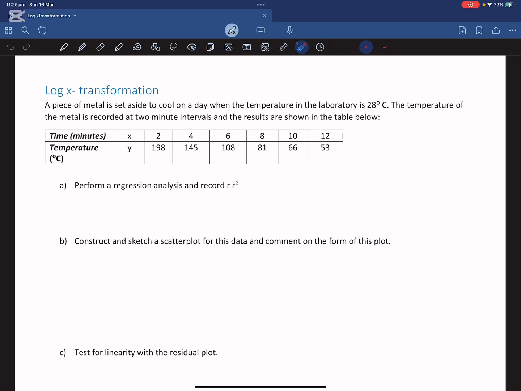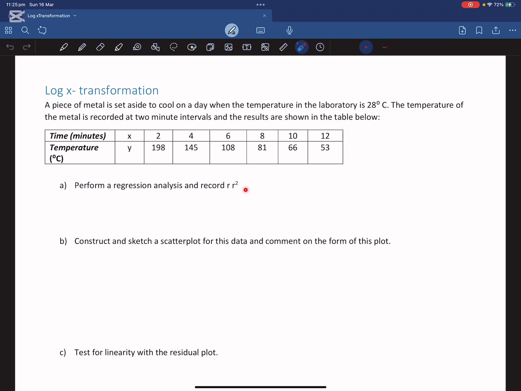So a piece of metal is set aside to cool on a day when the temperature in the lab is 28 degrees Celsius. The temperature of the metal is recorded at 2-minute intervals and the results are shown in the table below. So we've got the time in minutes, 2, 4, 6, 8, 10, 12, etc. and the temperature in degrees Celsius. Perform a regression analysis and record R and R squared.